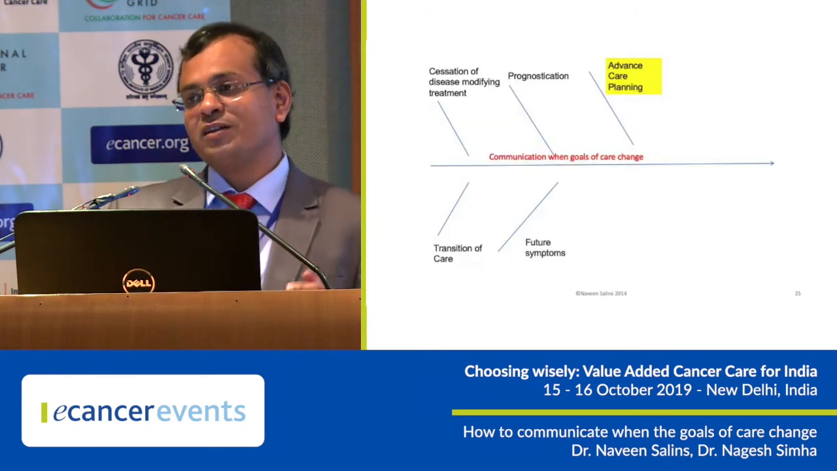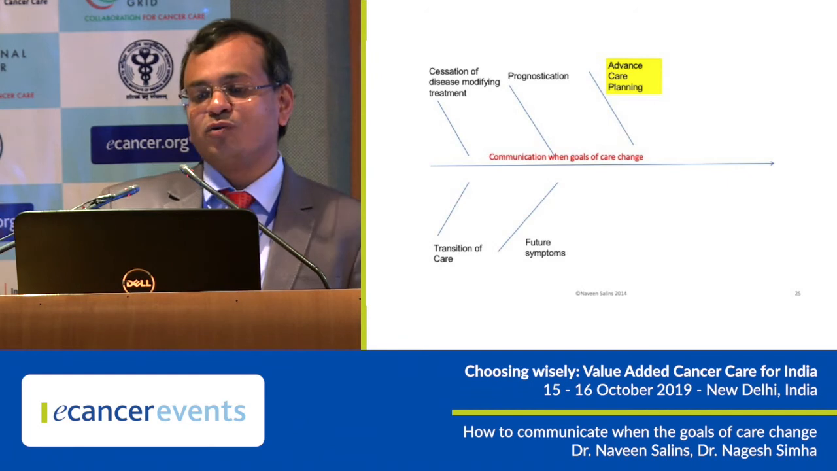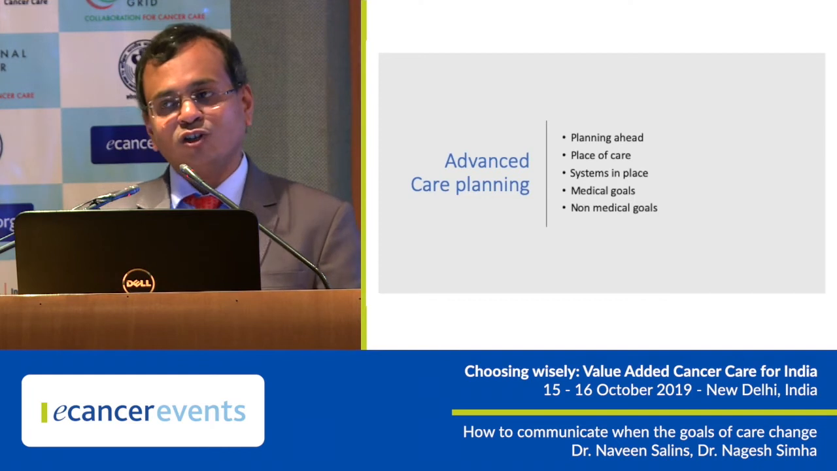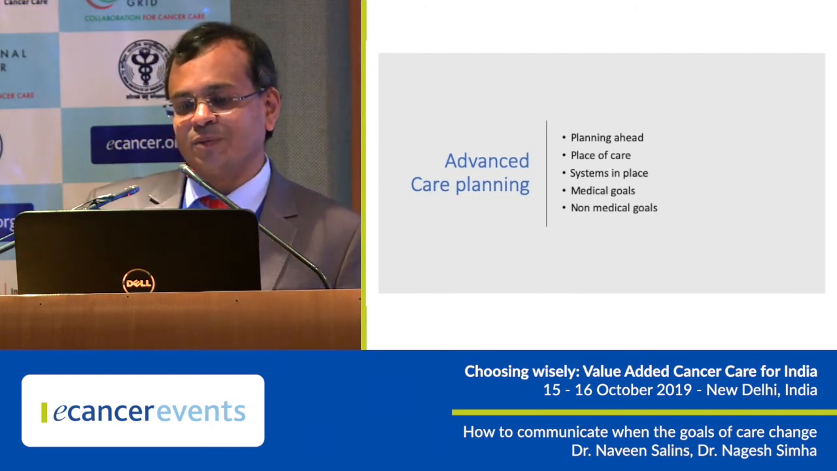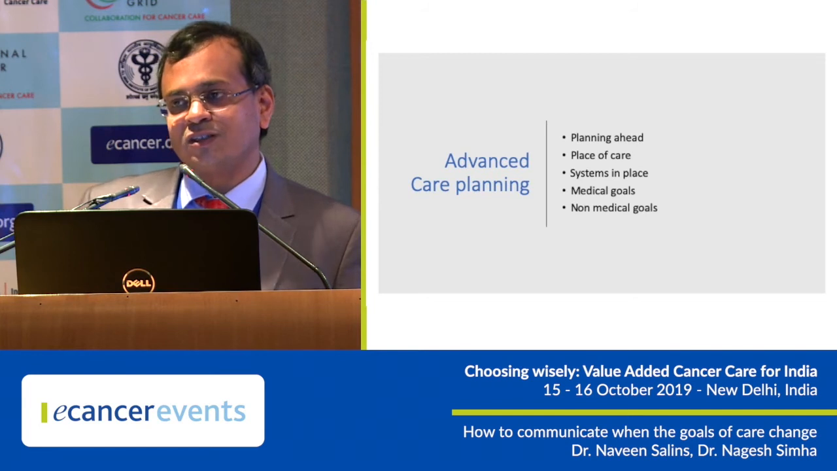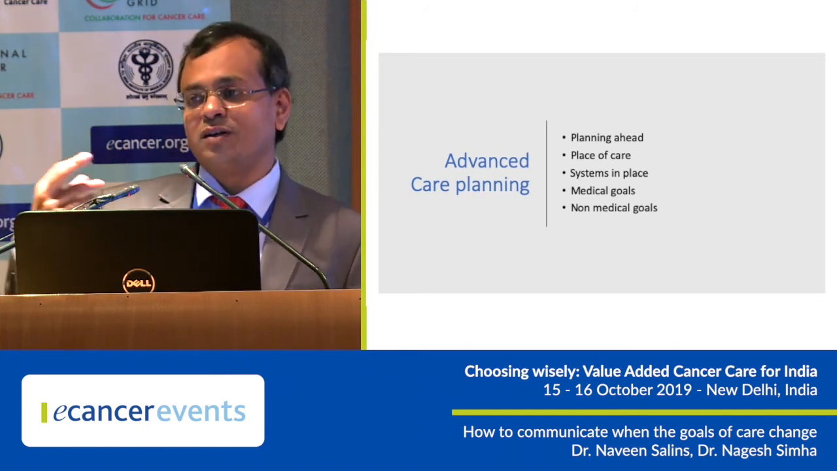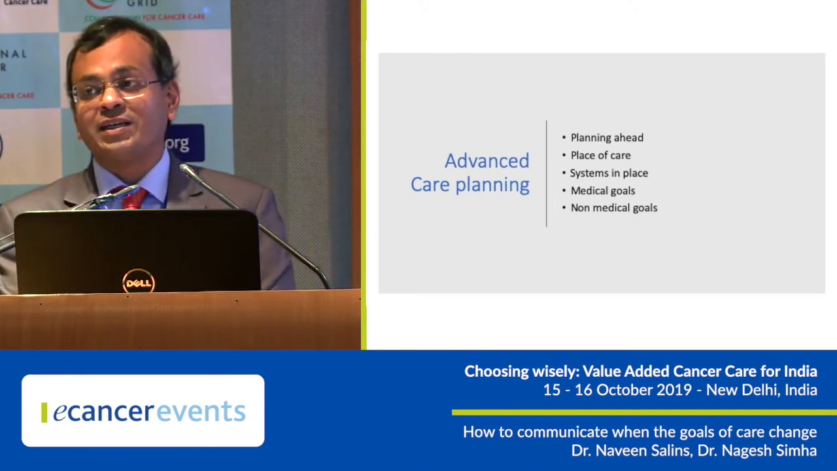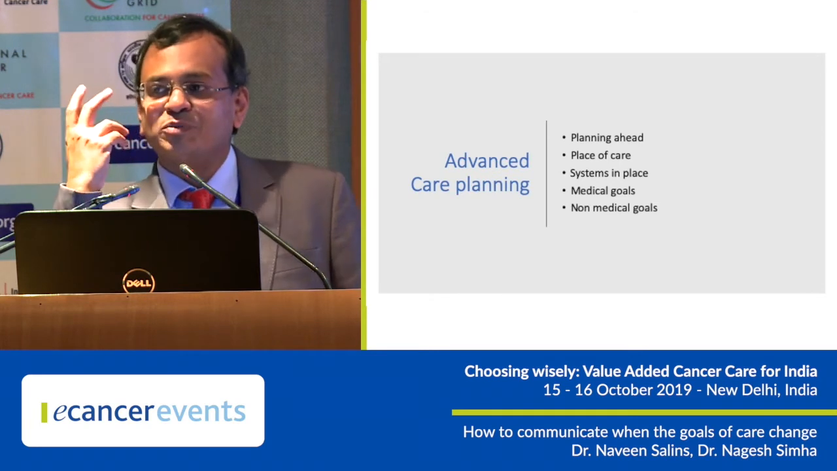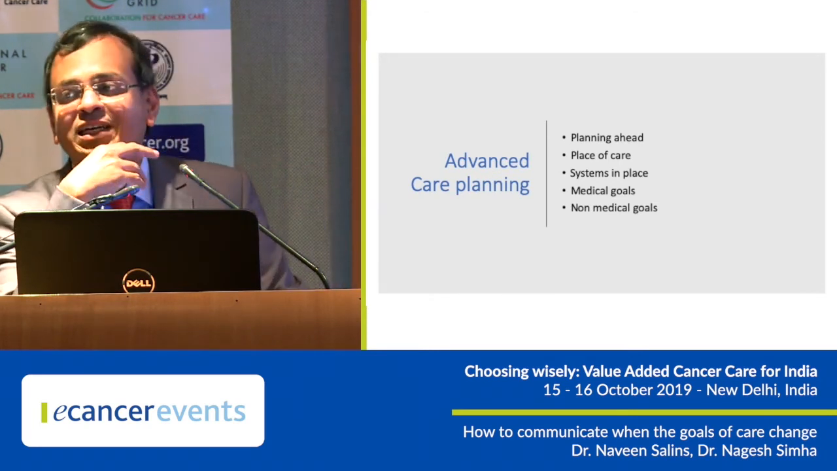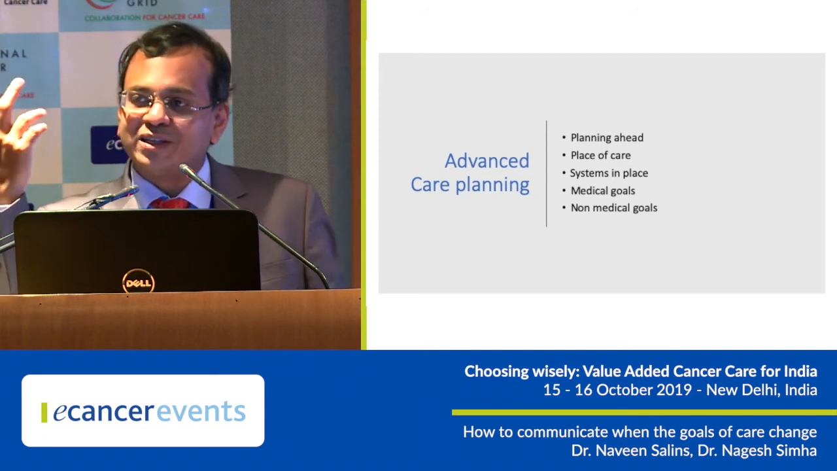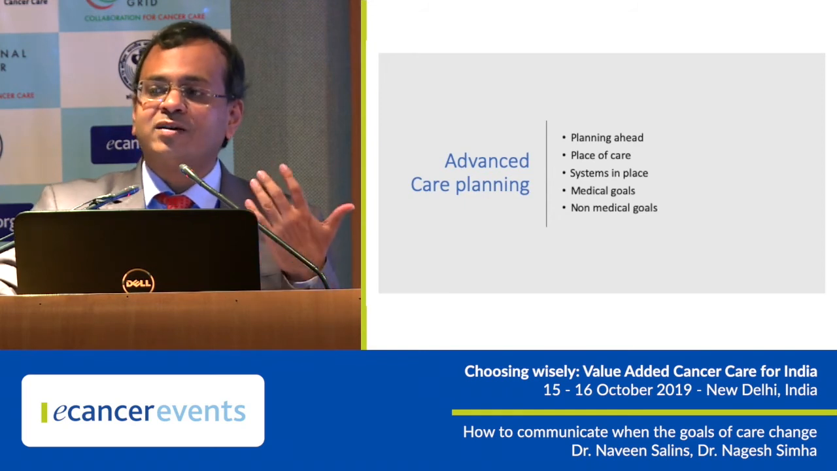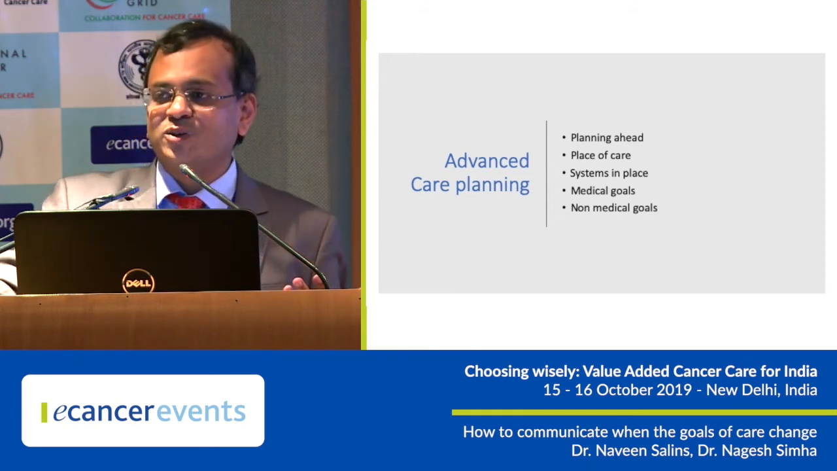The fifth one is advance care planning. When we talk about advance care planning, people want to plan ahead: where they want to be when the last days of their life come, what kind of treatment they would like to receive, what the medical treatment should be. You must have watched a movie called Bucket List, with Morgan Freeman. It's a wonderful movie which talks about living life to the fullest. Both of them are patients with cancer, and non-medical goals are as important as medical goals.